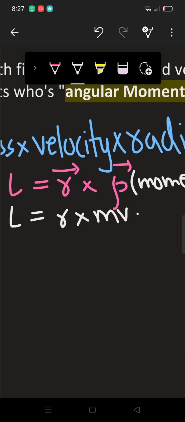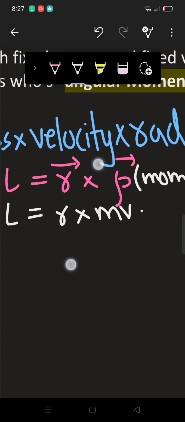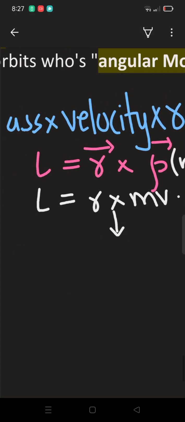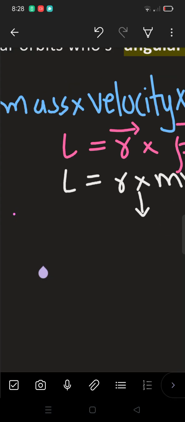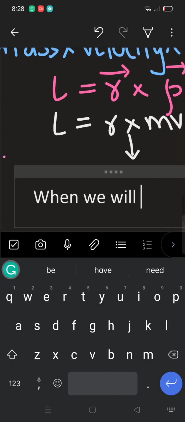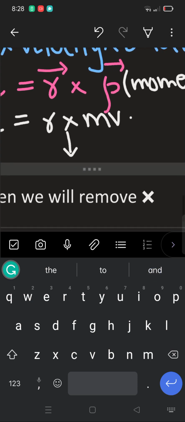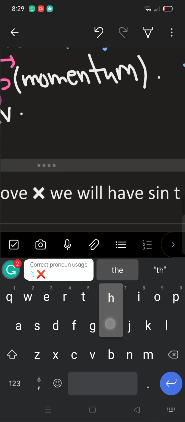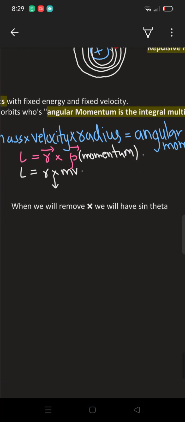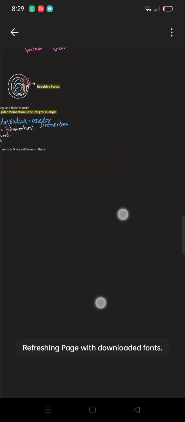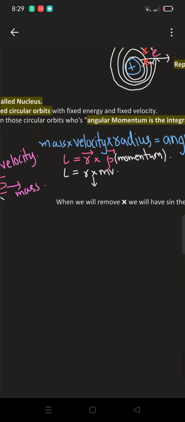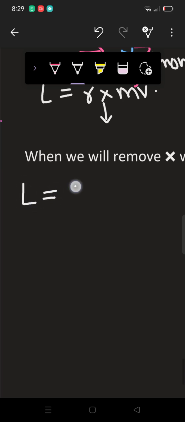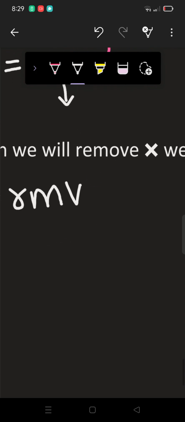Now there is a cross between two vectors. We know that momentum is a vector as well as the position vector is a vector. When we remove this cross, we will have sine theta. Let me write this here. What we're going to get here will be our mv, and instead of cross, we're going to have sine theta.